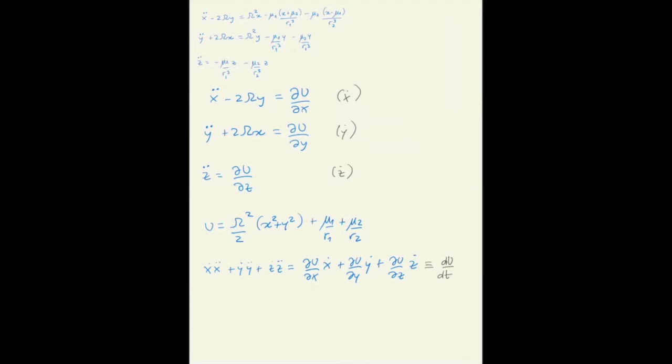So if you integrate the left-hand side in time, then you obtain x dot squared plus y dot squared plus z dot squared plus an integration constant is equal to twice this function U. So there you have it. C, this constant of integration, is the Jacobi constant.